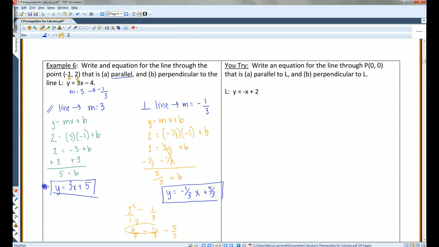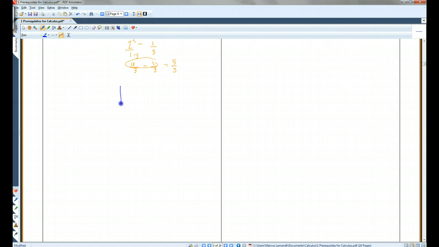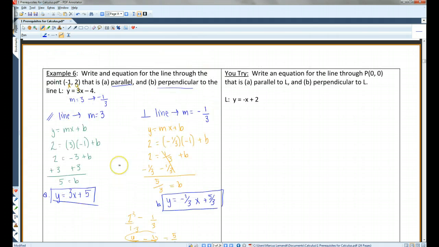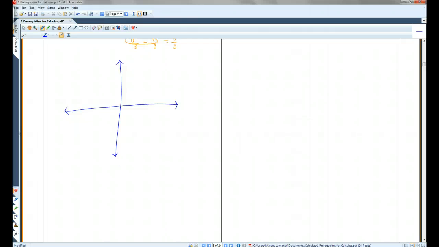So here's A, parallel, and here's B, perpendicular. My original line was y equals 3x minus 4. So my m is 3, my b is negative 4. Here's my y-intercept. I'm going to go up 3 over 1. There's my line.